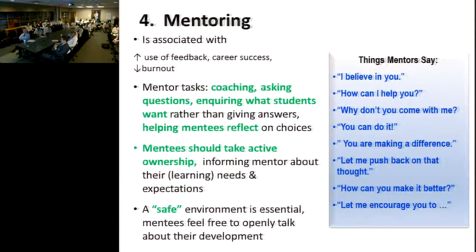And it's important to have a sense of psychological safety in these relationships, where the learner really feels comfortable acknowledging some deficiencies they might have, things they know they need to work on, and trying to figure out how to get there. I love these comments here, things that mentors say. I believe in you. How can I help you? Why don't you come with me? I love that one.